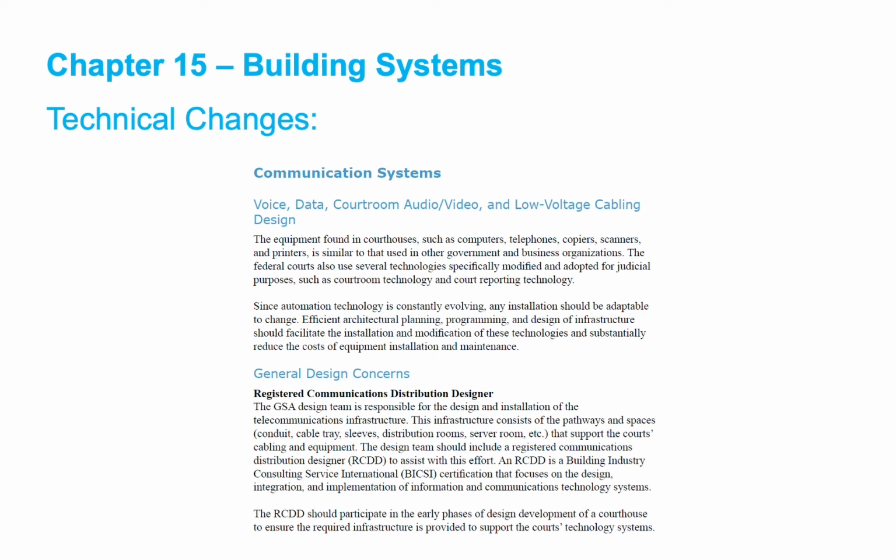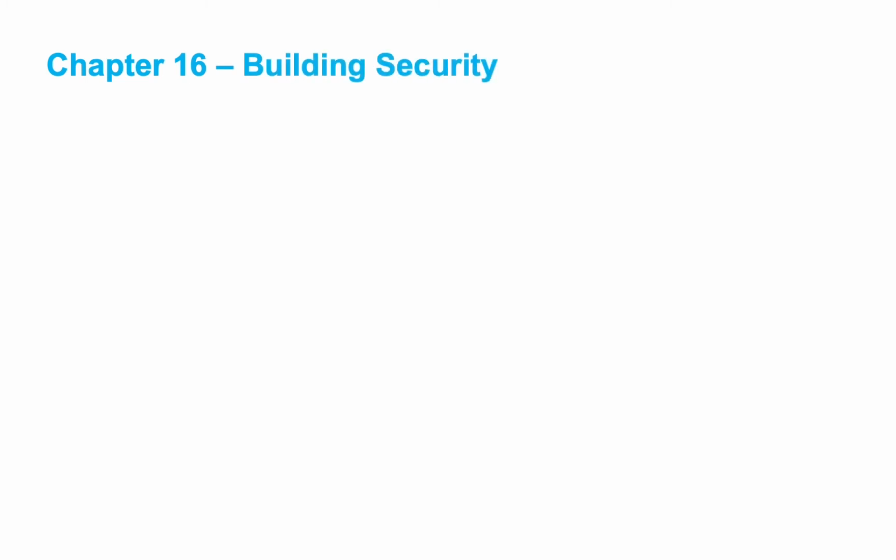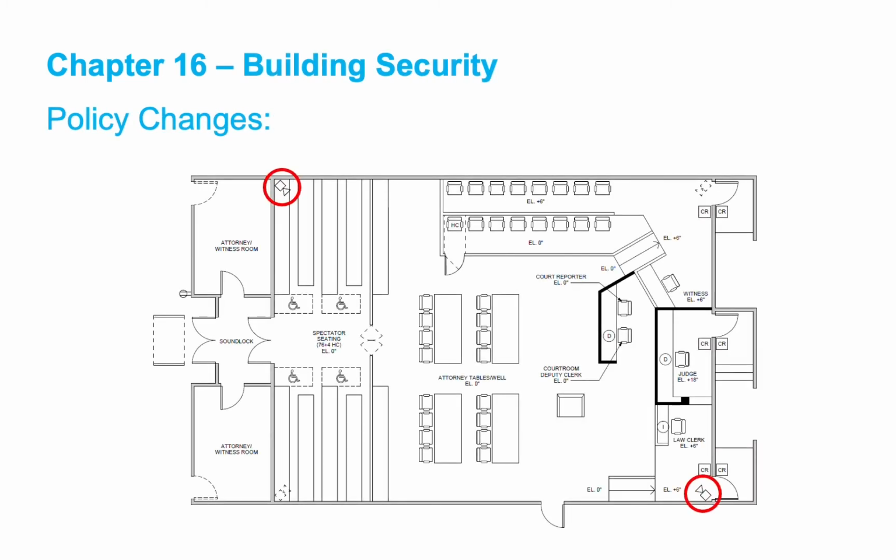Requirements for the use of raised flooring have been removed from the design guide. If raised access flooring systems are utilized, they should be incorporated into the design as a building system. The policy regarding CCV, or closed circuit video, has been updated to allow for 2 cameras in each courtroom, as shown in figures 16.1 through 16.6. Infrastructure should be provided in all corners of the courtroom to accommodate additional cameras in the future.